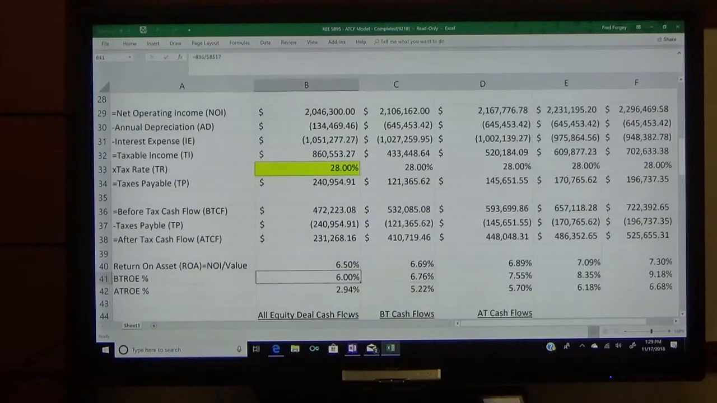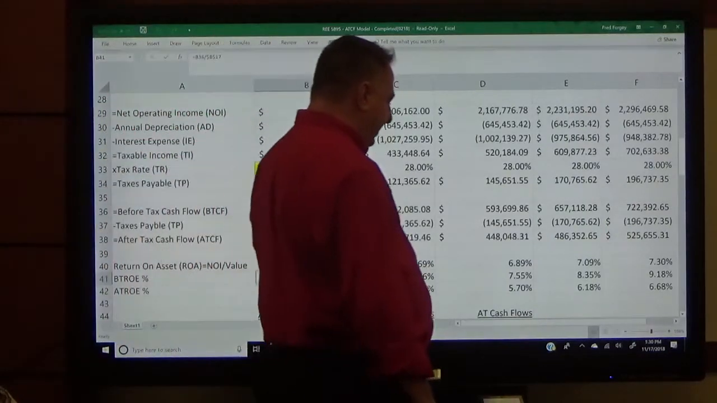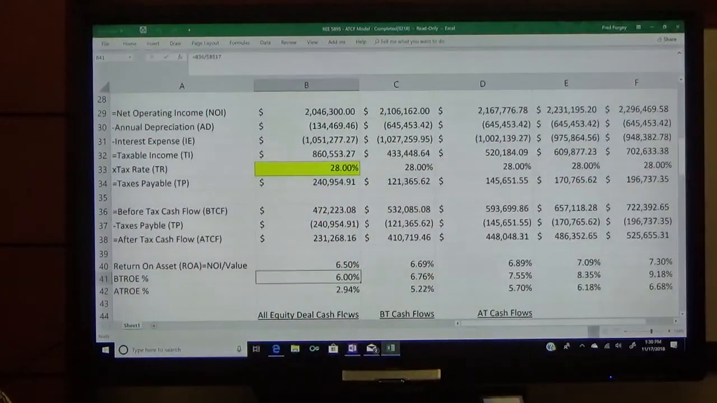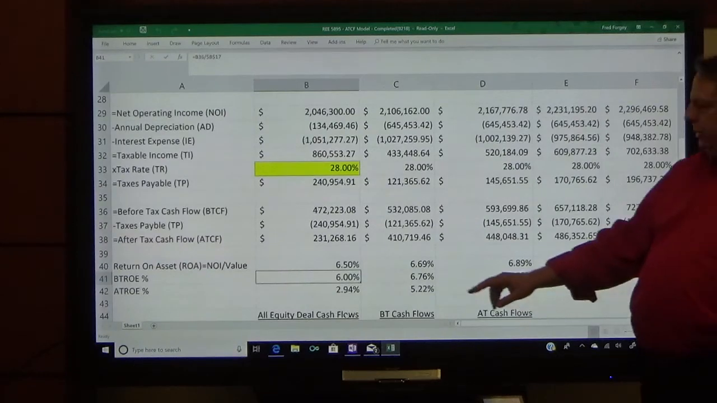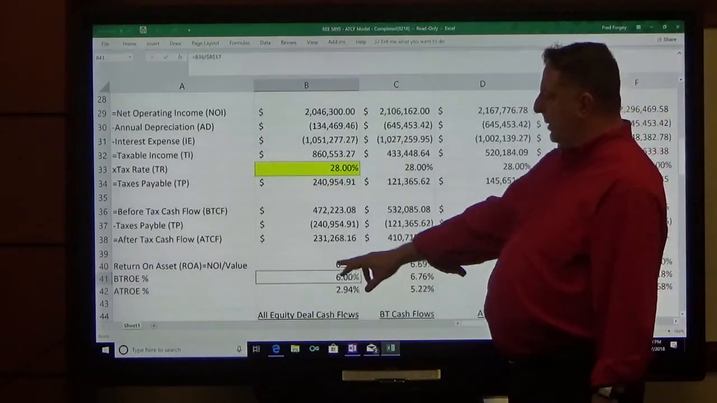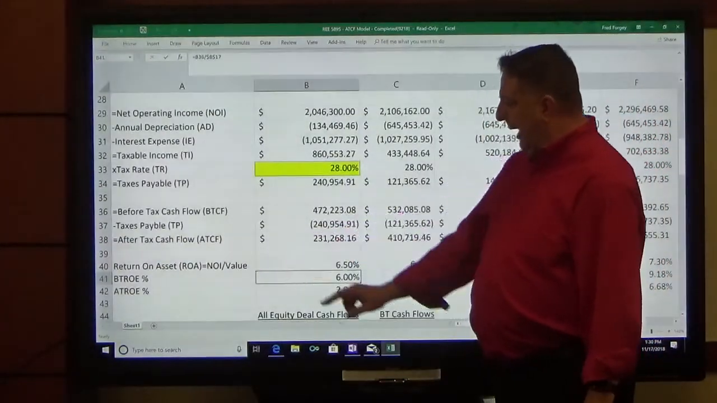Now, the other thing to point out about that return on asset, okay, this gets back to one of Brian's comments from earlier about another sort of problem. That return on asset is an unleveraged rate of return, because it's based on the net operating income. So that 6% is an unleveraged rate of return. We haven't quite talked about financial leverage yet. We're going to, but right now that is an unleveraged rate of return, strictly based upon the net operating income and the value of the property.